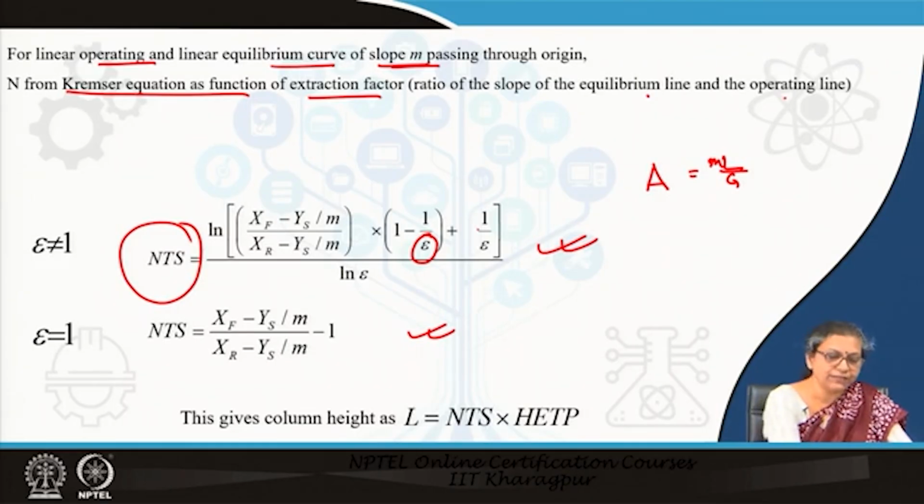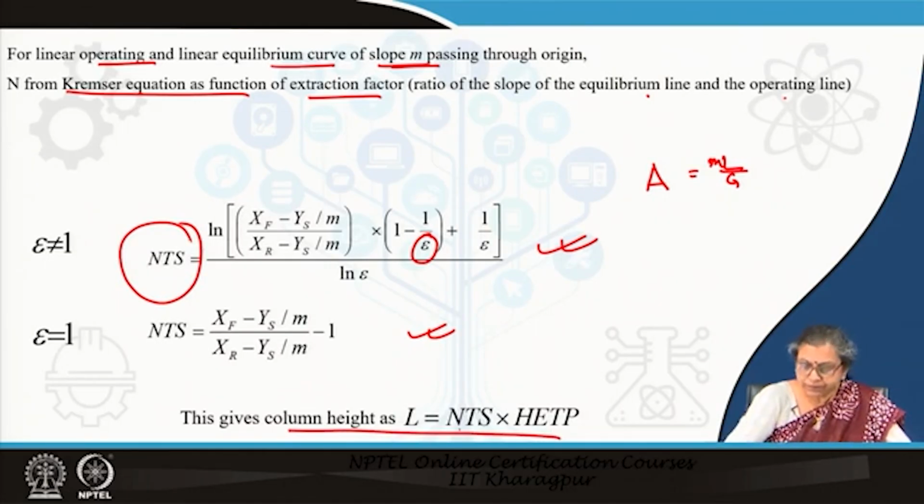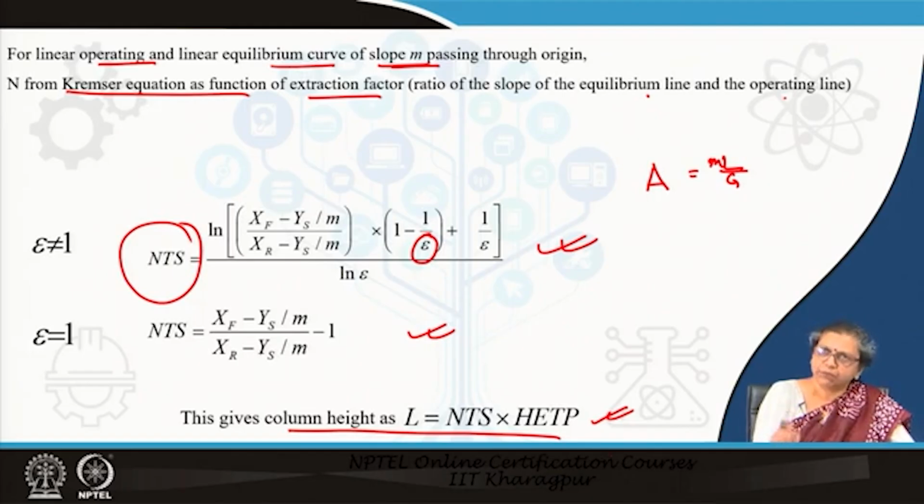If you are fortunate enough that you can get a linear operating and equilibrium curve, then once you calculate NTS in this way, or in whatever way you calculate NTS, finally the column height is given as a product of NTS and the HETP. This HETP, as you will see, for extractors in packed columns, sieve plates, even for agitated contactors, more or less data on HETP is available from experience. There is a range of data available for HETP, you can use any particular point within that range, and you can get an idea regarding the column height.